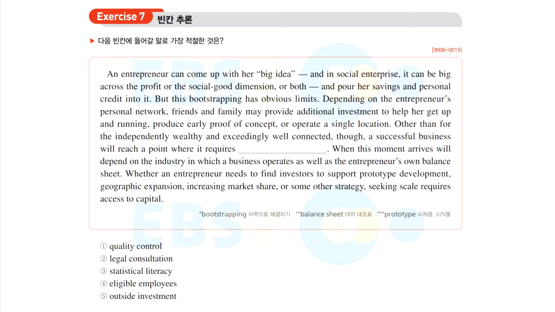Other than for the independently wealthy and exceedingly well-connected, though, a successful business will reach a point where it requires outside investment. When this moment arrives will depend on the industry in which a business operates, as well as the entrepreneur's own balance sheet. Whether an entrepreneur needs to find investors to support prototype development, geographic expansion, increasing market share, or some other strategy, seeking scale requires access to capital.